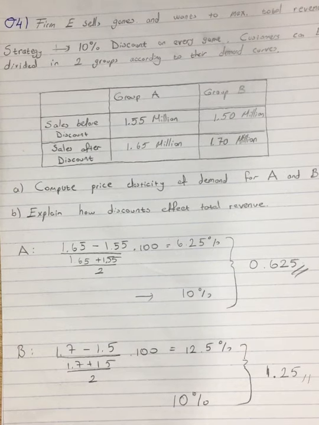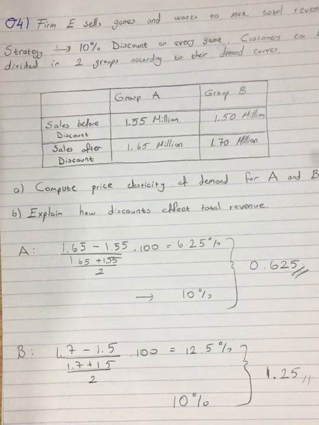For group B, since the price elasticity of demand is elastic, it's bigger than 1, the total revenue will increase as a result of the discount. What this tells us is that they're elastic, so they will react to the discount. They will react by buying more goods. So total revenue will increase.